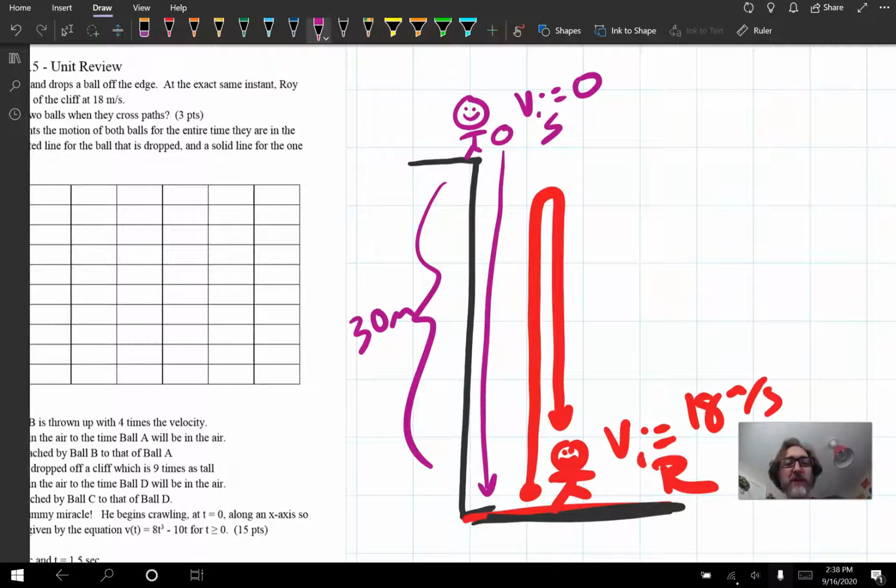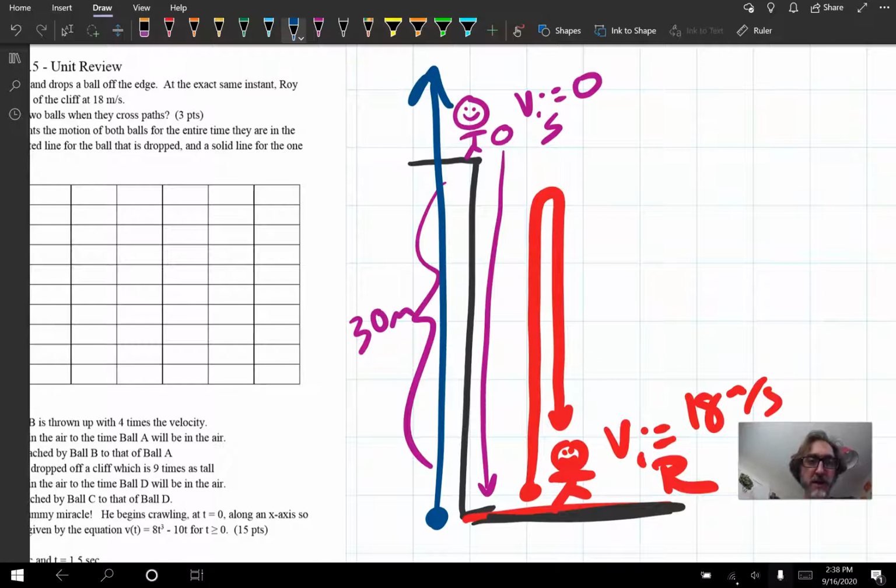So to solve this, I guess we need to figure out how we want to set up our position line, right? So I think what probably makes the most sense to me is to draw a number line that goes this way, and let's call this x equals 0, which means up here we're at x equals 30, because that's how tall the cliff is, right? Okay?